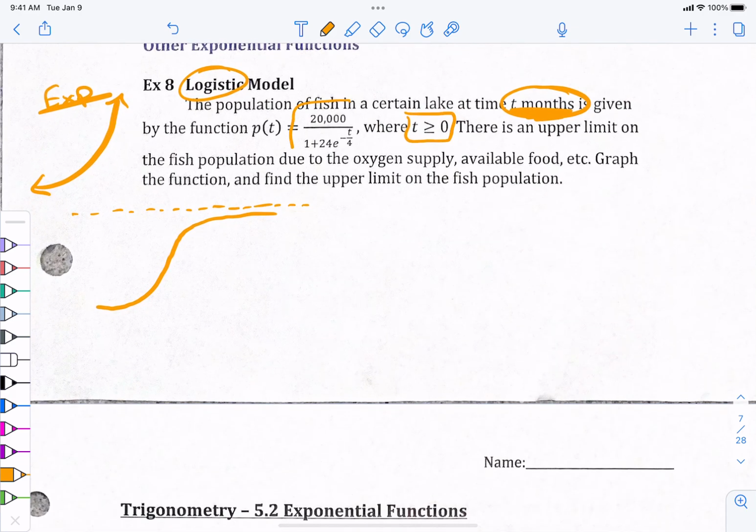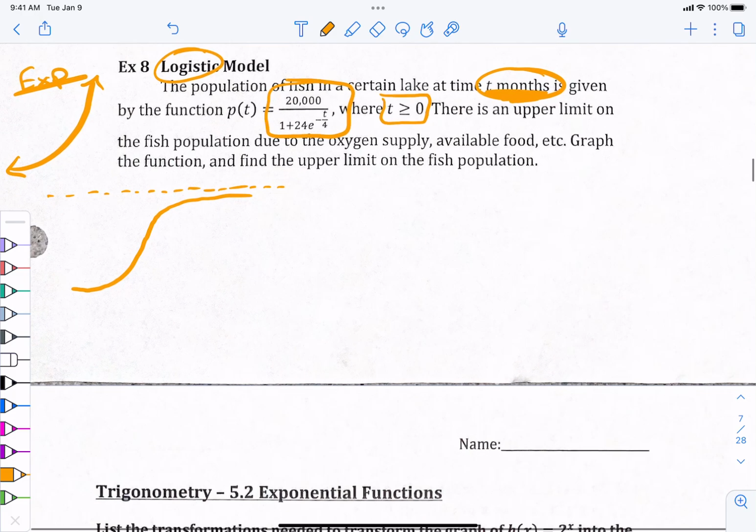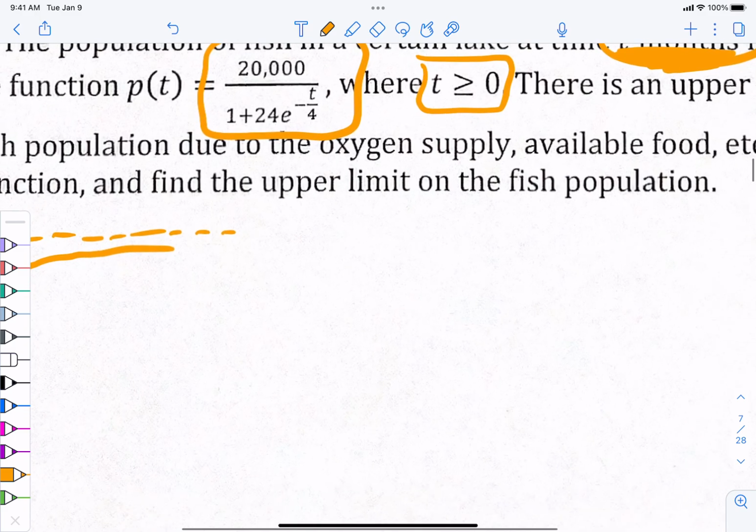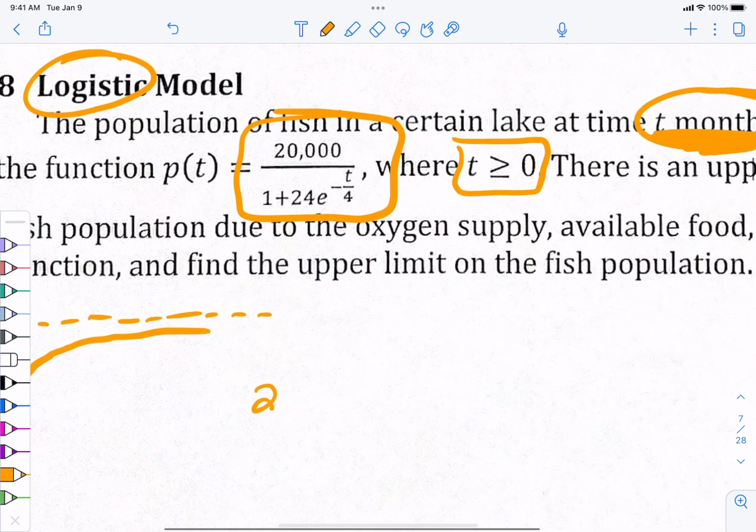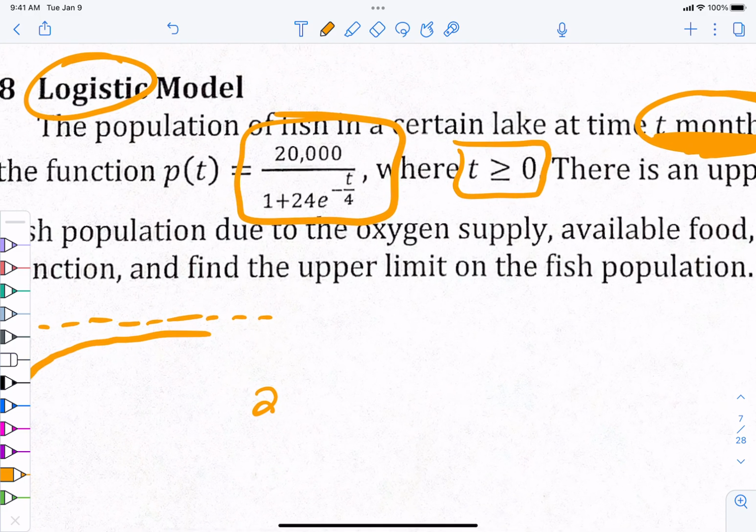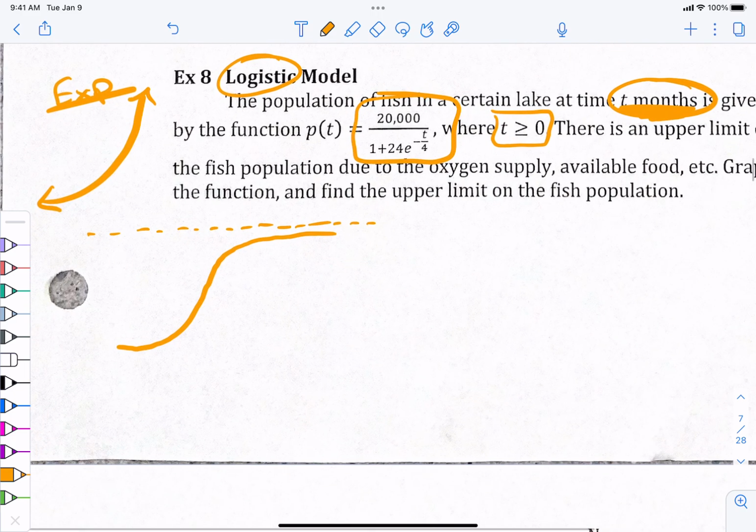So I want you to take your graphing calculator and type this in exactly the way that they have it here. You're going to type it in as 20. Can you do alpha y equals enter? Okay, do alpha y equals enter. Make sure that you put it in as a negative t over 4. Okay? And you should end up with a function that looks like that-ish. It should level off at a certain point. Try to figure out where that level off point is. What is that upper limit? How many fish are we allowed to have?